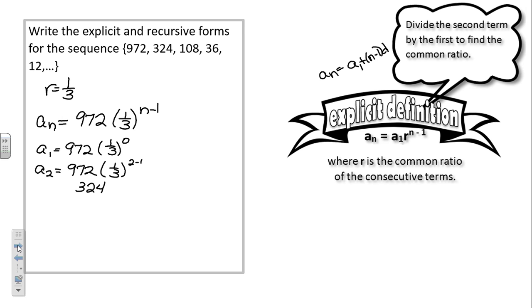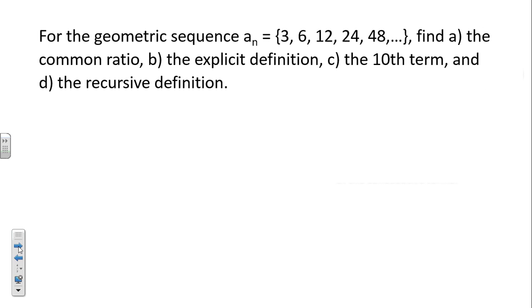Okay. So questions on this one? All right. Then we have a geometric sequence, a sub n is equal to 3, 6, 12, 24, 48, and so on. And we're supposed to, first of all, A, find the common ratio. B, find the explicit definition. C, the 10th term. And then D, the recursive definition. Okay? So what's our ratio? Good. Okay? What's our explicit definition going to say?